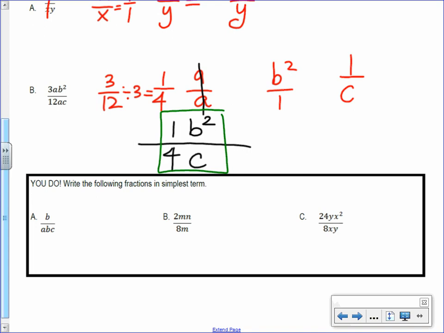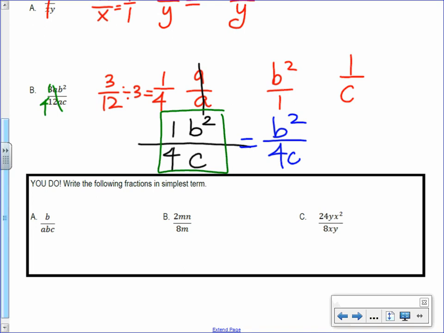Now, there are multiple ways you can do this. This is just my strategy. You could have just sat here and said, this is 1/4, the A's cancel, that's all that's left. That's perfectly fine too. Use a strategy that works for you. Could you make it B squared over 4C? Yeah, totally. B squared over 4C. You don't have to have the 1.